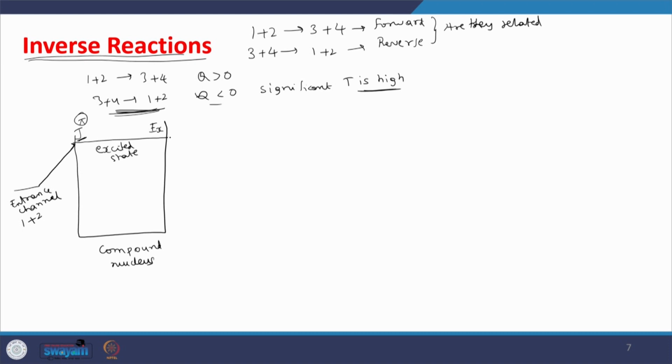Now, this compound nucleus in the excited state won't stay for long. It will undergo some kind of decay. This is called the exit channel, that is 3 plus 4. This is the visualization of a nuclear reaction. Fine. What is the cross section of this nuclear reaction?